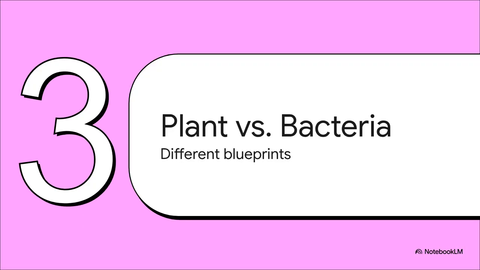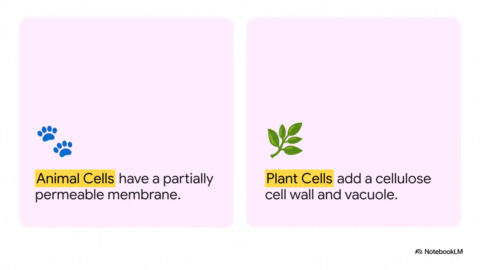Okay, Section 3, plant versus bacterial cells, different blueprints for life. Because, as you'll see, not all life uses the exact same factory layout we just talked about. Let's compare plants directly to those animal cells. Plant cells actually have 3 extra structures that animal cells completely lack. First, a rigid cell wall made of cellulose. This fully permeable wall maintains turgor pressure so the cell doesn't burst, which is what keeps the entire plant standing upright. Second, they have chloroplasts.